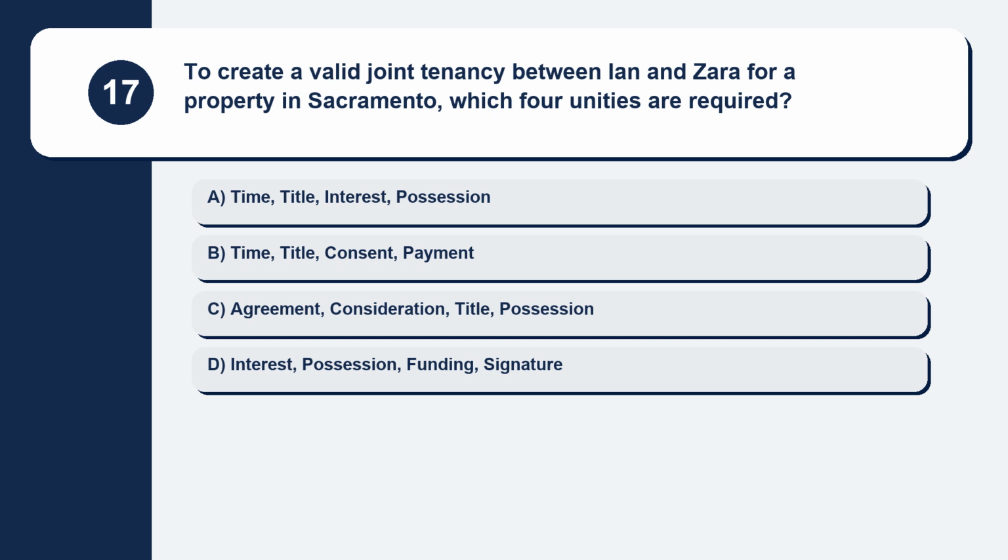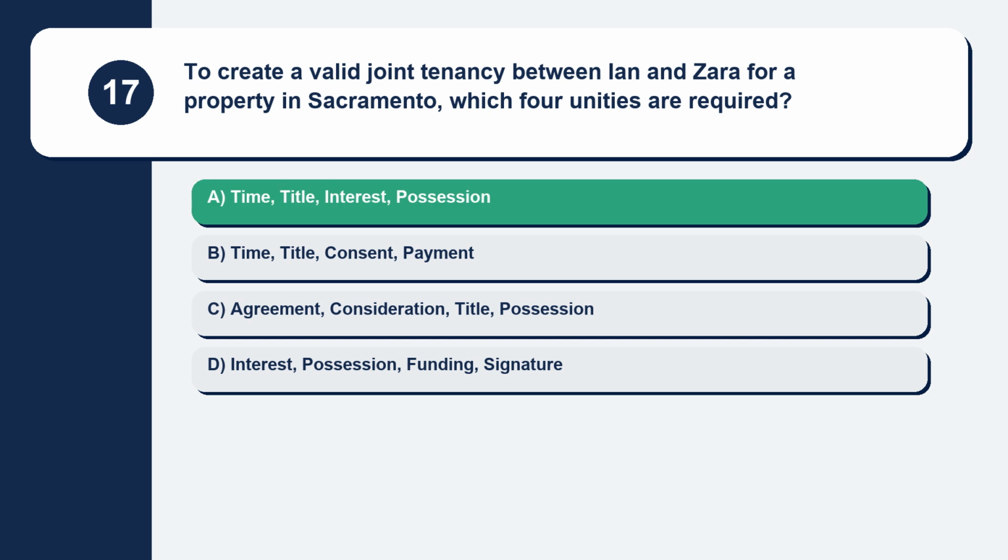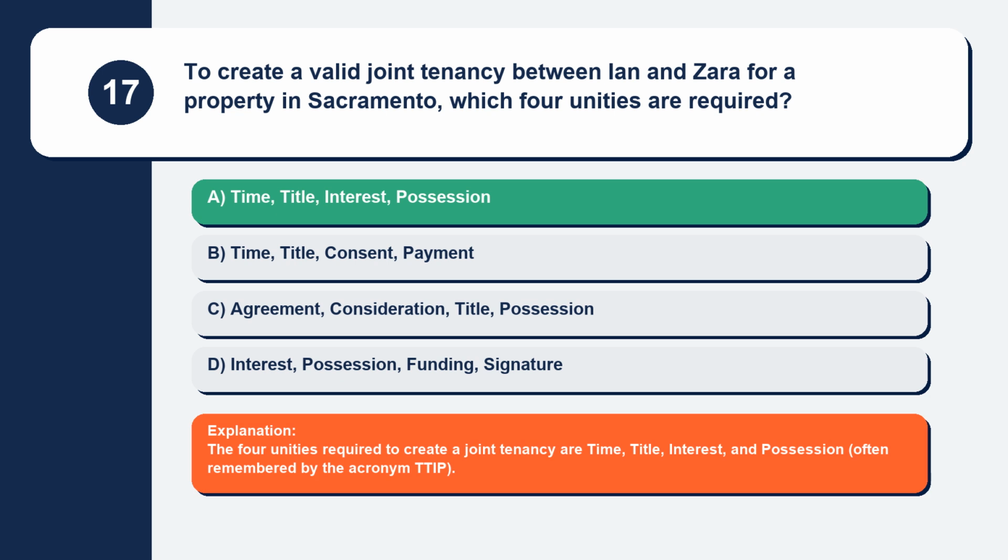Question 17. To create a valid joint tenancy between Ian and Zara for a property in Sacramento, which 4 unities are required? Here are your options. Option A, time, title, interest, possession. Option B, time, title, consent, payment. Option C, agreement, consideration, title, possession. Option D, interest, possession, funding, signature. The correct answer is option A, time, title, interest, possession. Explanation: the four unities required to create a joint tenancy are time, title, interest, and possession, often remembered by the acronym TTIP.